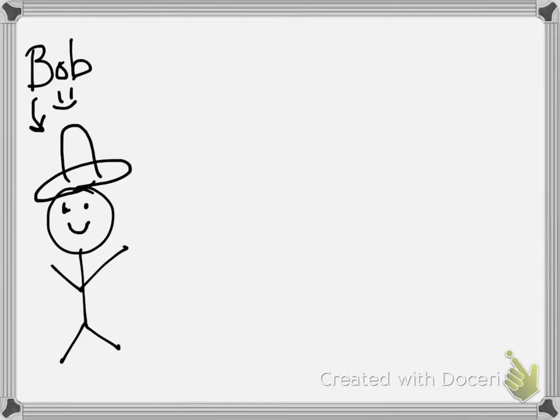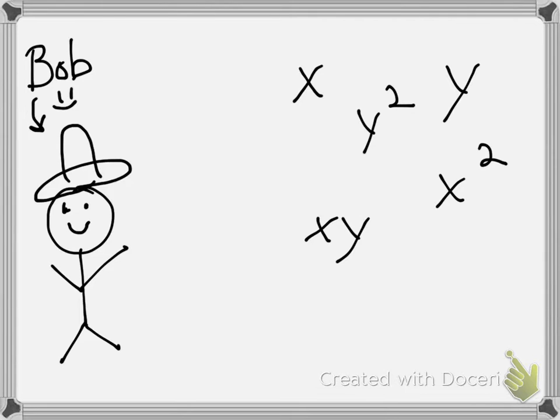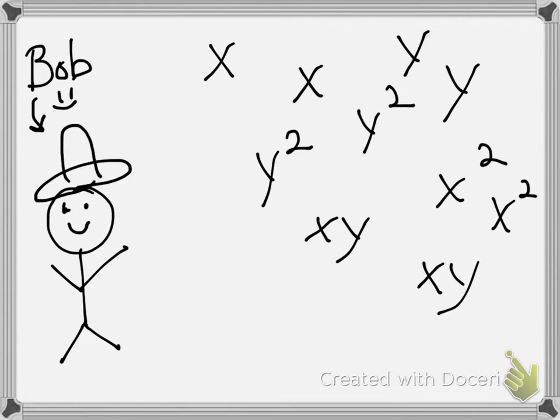So Bob's on his ranch, and he has his little terms hanging out. He's got some X's, and he's got some Y's, and he's got some X squareds, and he's got some Y squareds, and he has some XY's, and he's got all of these things floating around. And his job as a responsible rancher is going to be to get all of his like terms together. There they are, all wandering around his ranch, all mixed up.